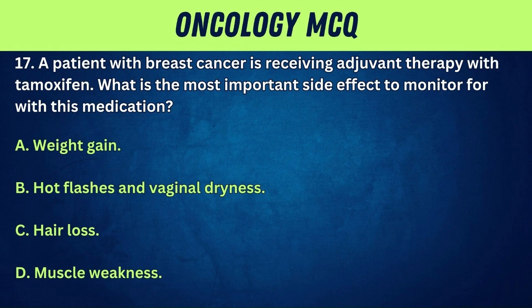17. A patient with breast cancer is receiving adjuvant therapy with tamoxifen. What is the most important side effect to monitor for with this medication? A. Weight gain. B. Hot flashes and vaginal dryness. C. Hair loss. D. Muscle weakness.